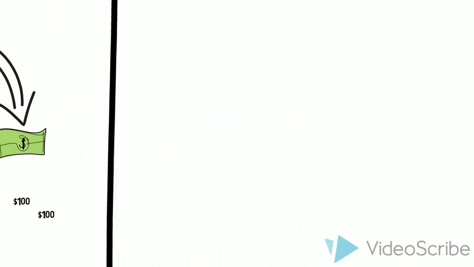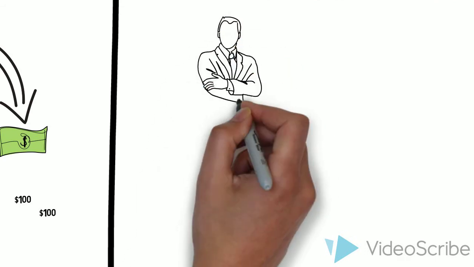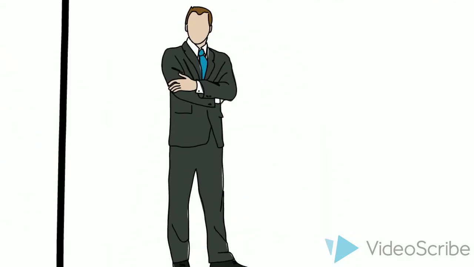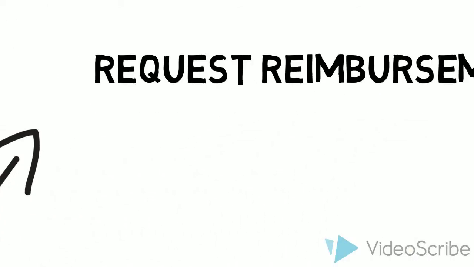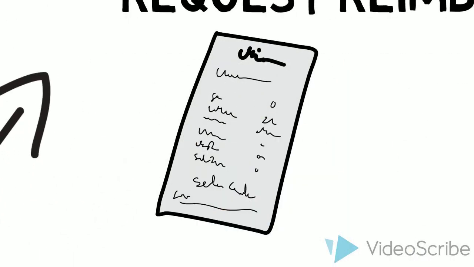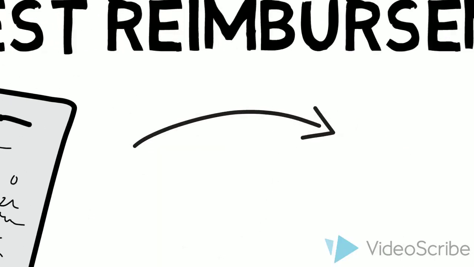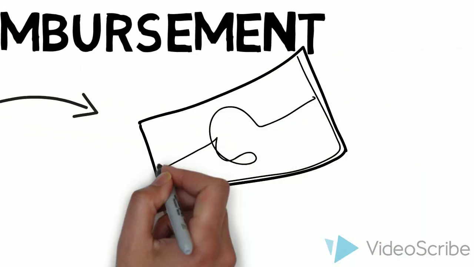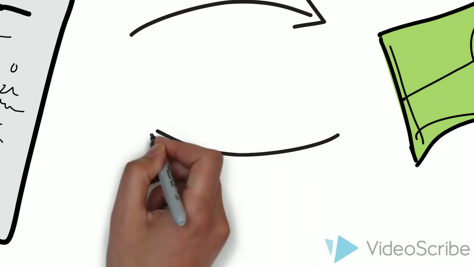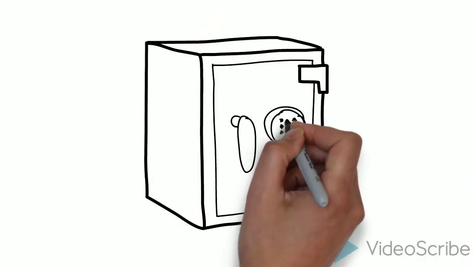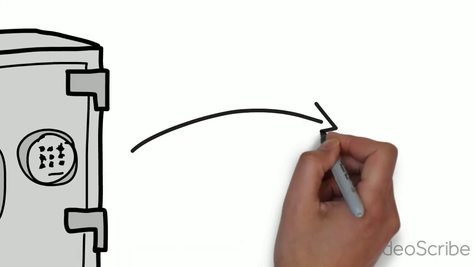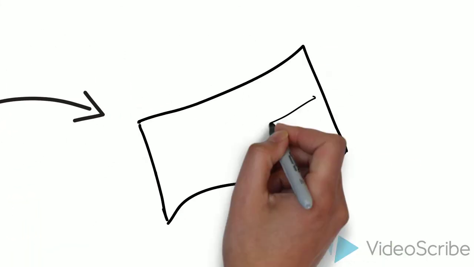Now, if another employee of the company named John needed to buy some stationery for the office, he could do one of two things. He could either buy the stationery with his own money and request reimbursement. James would then exchange the receipt for petty cash, keeping the receipt as proof of purchase. Or John could ask the custodian, James, for funds for the stationery. In exchange, he would give him the receipt after the purchase has occurred.